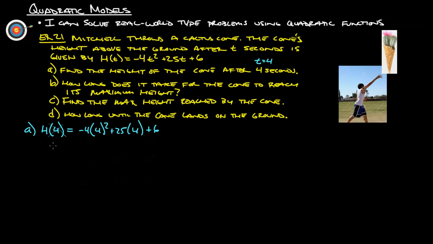Okay, so our height will then equal 4 squared is 16 times 4 is -64. 25 times 4 is plus 100 plus 6. So our height then will be, let's see, -64 plus 100 is 36 plus another 6 is going to be 42. And this is height above the ground, and it doesn't actually specify.